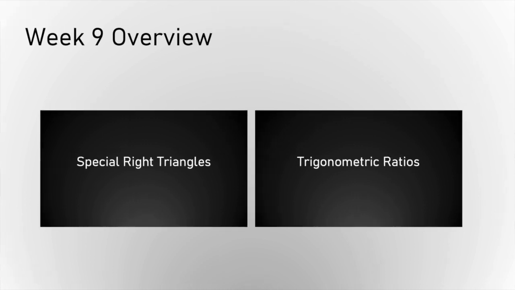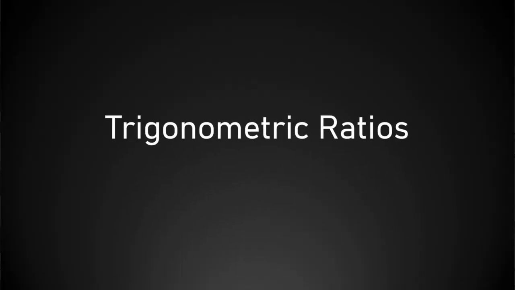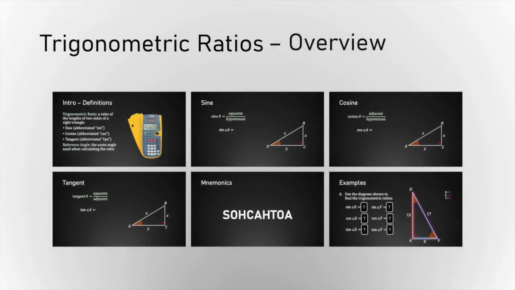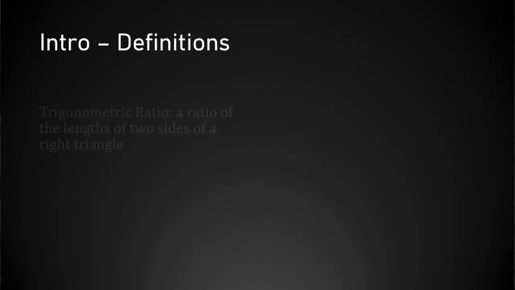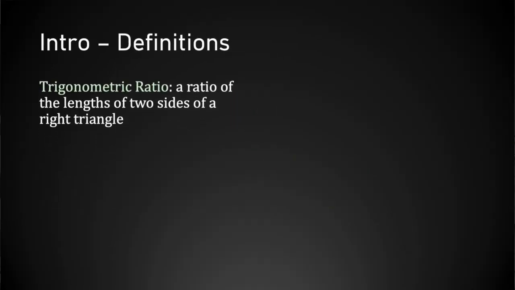Our other topic for this week is trigonometric ratios. We're going to briefly talk about what a trigonometric ratio is. We'll define sine, cosine, and tangent. I'll give you some mnemonics to remember them, and then I'll show you a few example problems. A trigonometric ratio is just a ratio of two sides of a right triangle. One of the key words here is right.